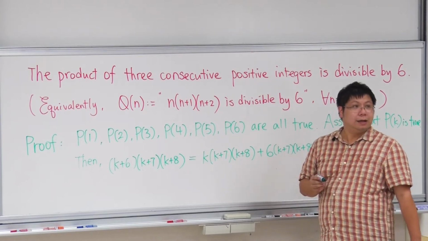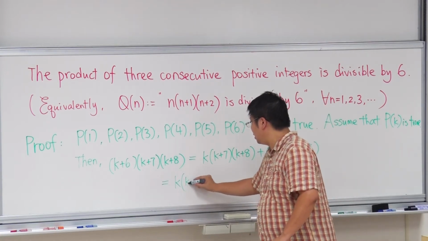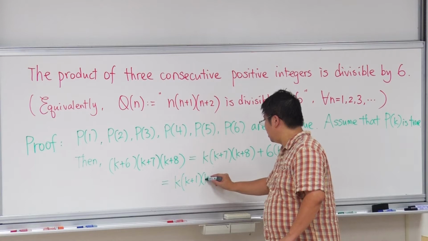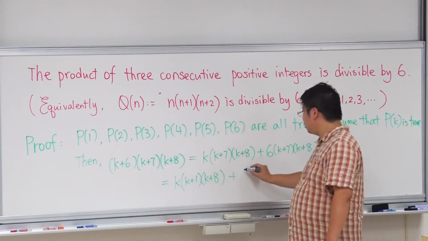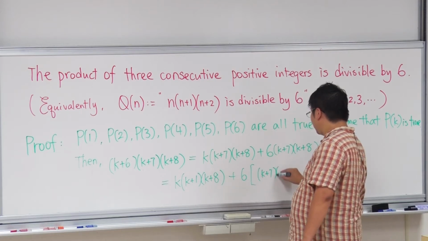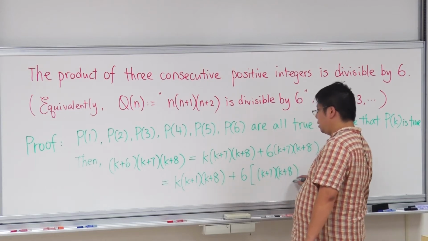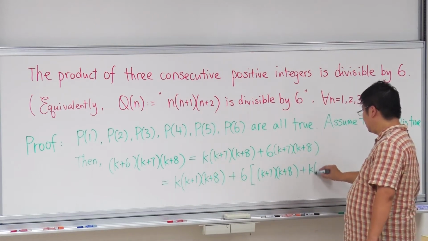Is that okay? And then I take out 6 here. So you will have 6 times k plus 7, k plus 8. But then we will have k and k plus 8 left here.